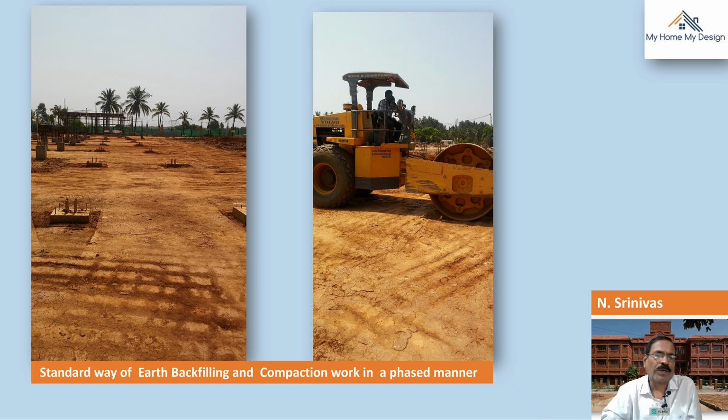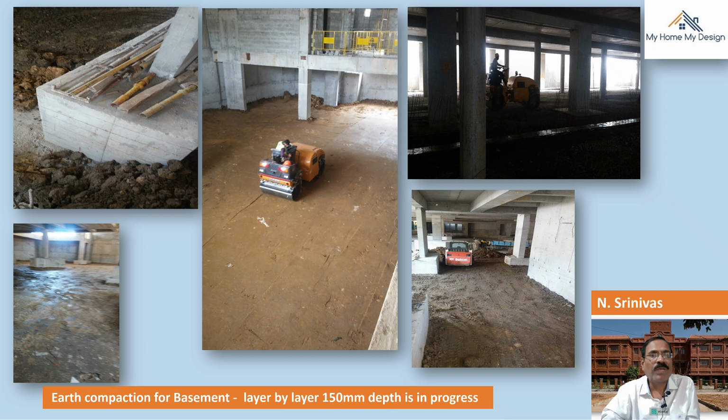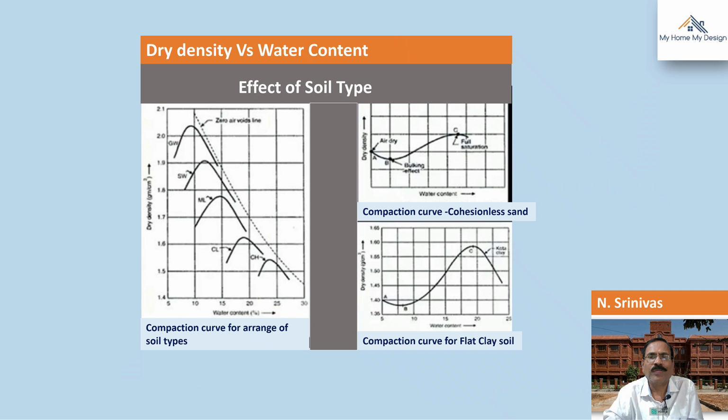Again, some photographs of larger areas where the vibro roller is in the process of compaction. Here, in the basement, you can also see the markings, 150 layers, 150 by 150, in the column pedestal. It has been clearly marked, and see how beautifully the compaction is being done here.